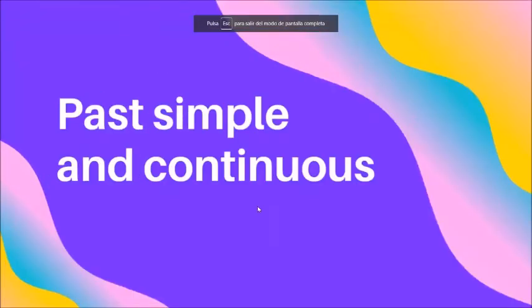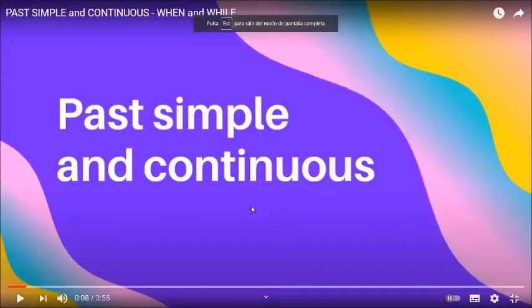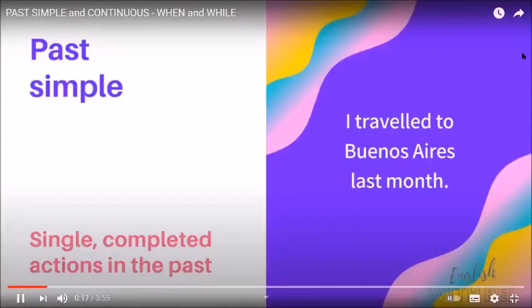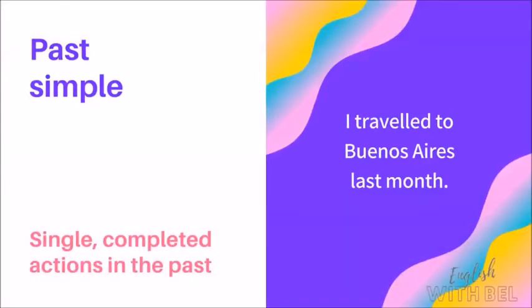Today, we're going to talk about past. Can you hear it? Yes. Okay, thank you. Then we are going to continue. Simple and continuous. First of all, let's have a look at how we use these tenses individually. In the case of the past simple, we use it to talk about single completed actions in the past. For example, I traveled to Buenos Aires last month. This action started and finished in the past.